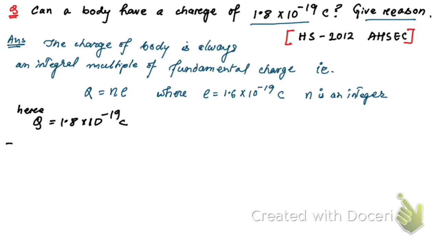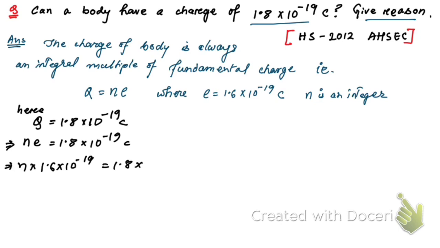In this case, let us check whether the value of n is an integer or not. If it is not an integer, then a body cannot have this amount of charge, because according to quantization of charge, this q must be an integral multiple of e, where e is the charge of the electron, and n must be an integer. So let's find the value of n in this case. q can be replaced by n times e according to the quantization of charge, and e can be replaced by the charge of the electron, 1.6 × 10⁻¹⁹, so n × 1.6 × 10⁻¹⁹ = 1.8 × 10⁻¹⁹ coulomb, right?